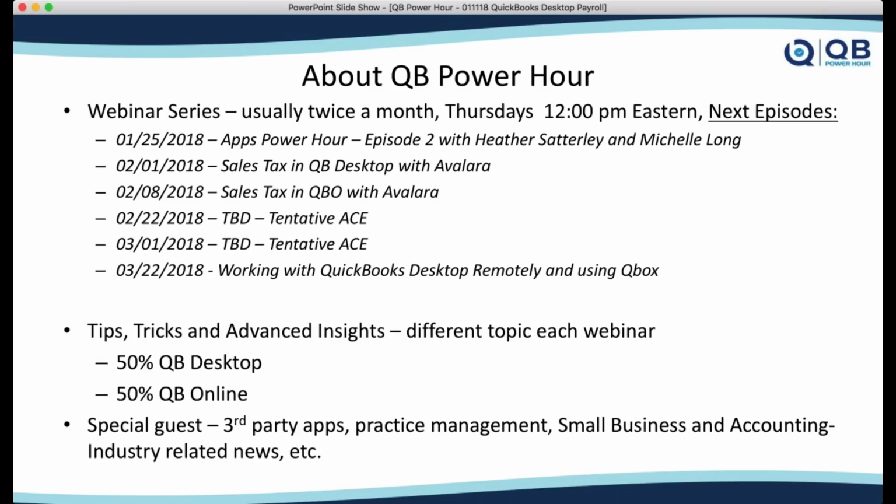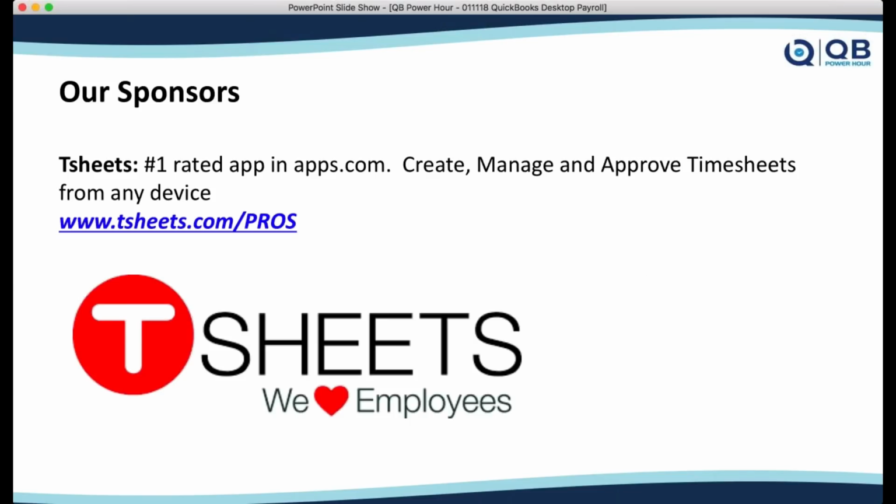Our webinar series is usually twice a month or every other Thursday. This is the schedule that we have now. On January 25th, we'll have episode 2 of Apps Power Hour with Heather and Michelle, and then we'll have sales tax topics in February and some other pending topics in February and March, and then at the end of March we'll talk about QBooks. Normally we do about 50% desktop, 50% online. We try to keep it half and half. The last couple of episodes were about online, so we're going to do a deep dive in desktop today.